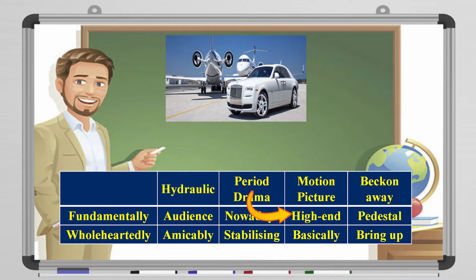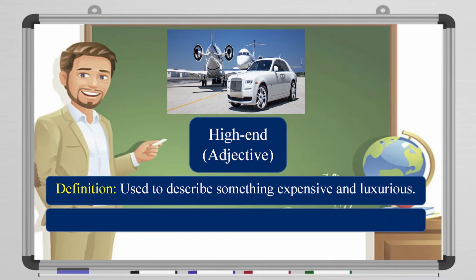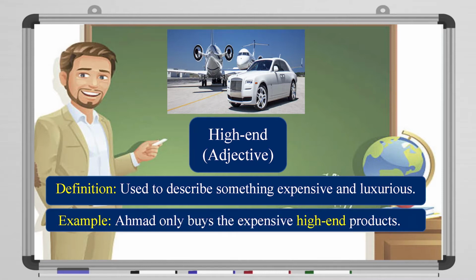It is high-end, and it is an adjective. It is used to describe something that is very expensive and luxurious. So, for example, Ahmed only buys the expensive, high-end products. He only buys things that are very expensive, things that are very luxurious. They are things that are very high-end. Okay? Let's look at the other word.